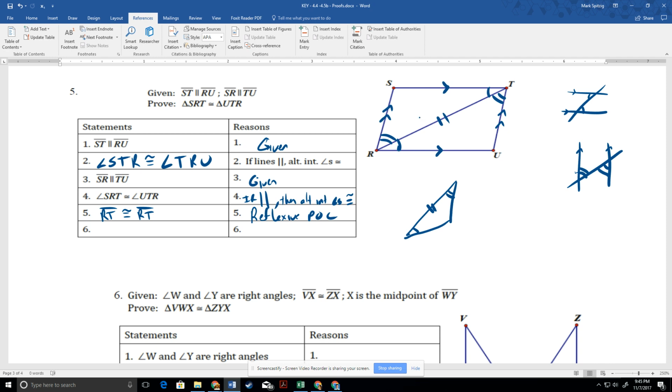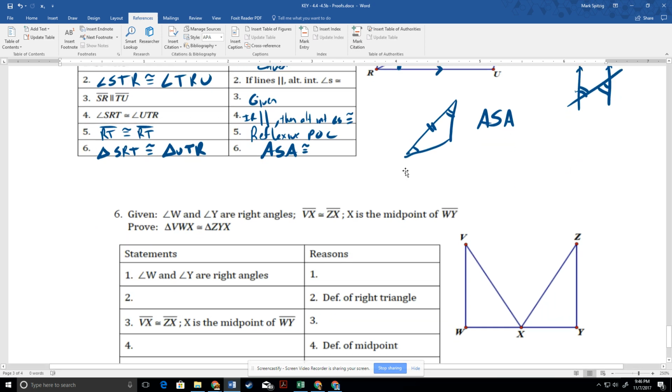And now we hopefully see that we have 2 angles, right? And where is the side? Oh, the side is included between the 2 angles. So we know it's going to be angle, side, angle congruence here. That's the reason why these triangles are congruent. So the triangles are congruent, which I'm writing right now: triangle SRT and triangle UTR are congruent because of angle, side, angle.